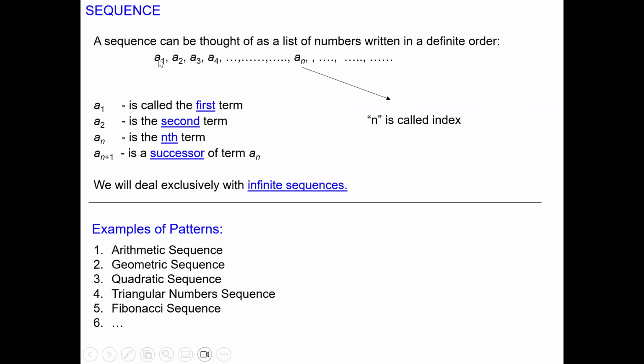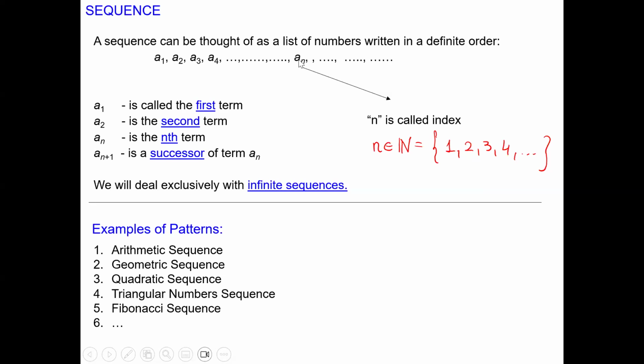Respectively, a sub 1 is called the first term, a sub 2 is called the second term, and so on. A sub n is called the nth term, the general term, yes? n is called an index, and n, as we can see, is a counting number. That means n belongs to the natural numbers. Counting numbers are the natural numbers, and they are basically positive integers: 1, 2, 3, 4, like that's how we count items. That means we will have 1, 2, 3, 4, 5, and so on.